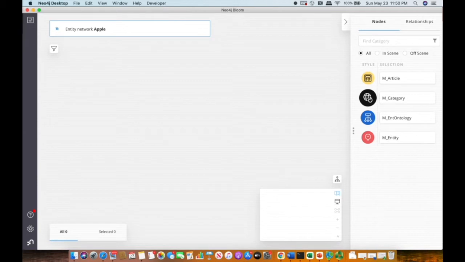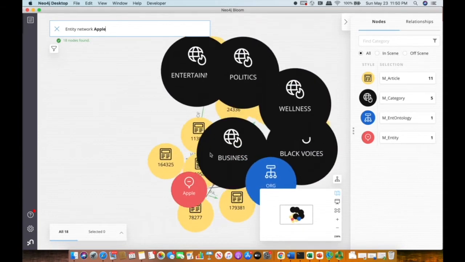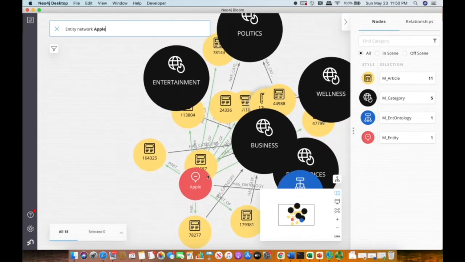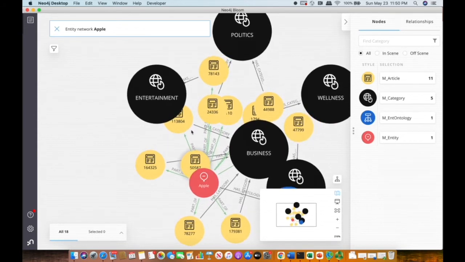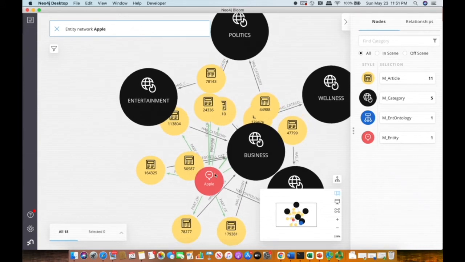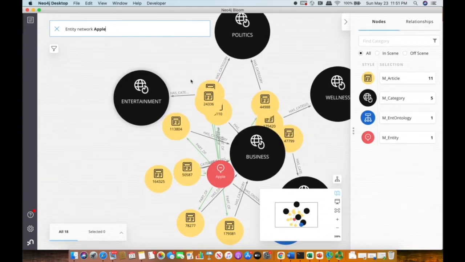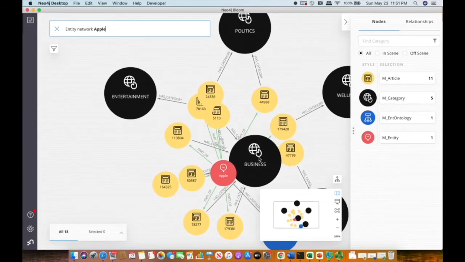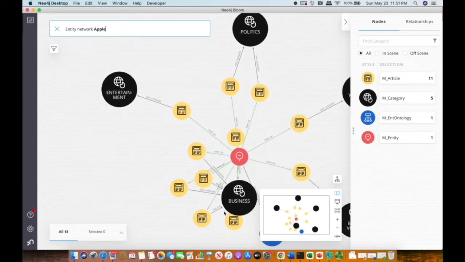So Apple is an entity that is of organization type, I guess. Yes, Apple is an organization type, and it has this many articles associated with the entity Apple, or another way to say it, Apple occurs across all these yellow nodes. Those are article nodes, and these articles have different categories like entertainment, politics, wellness, all of these, right? So it takes some time to rearrange itself.